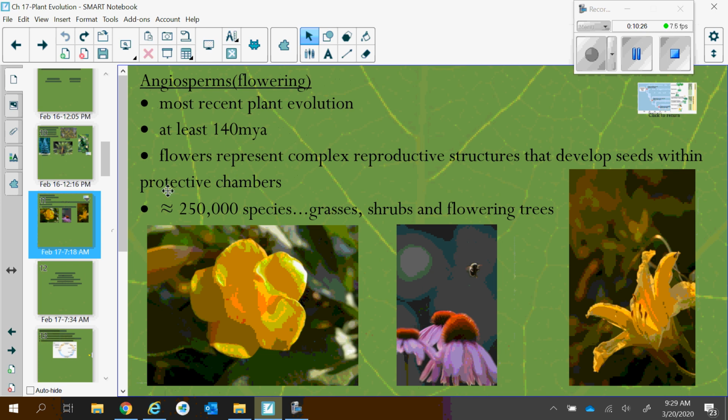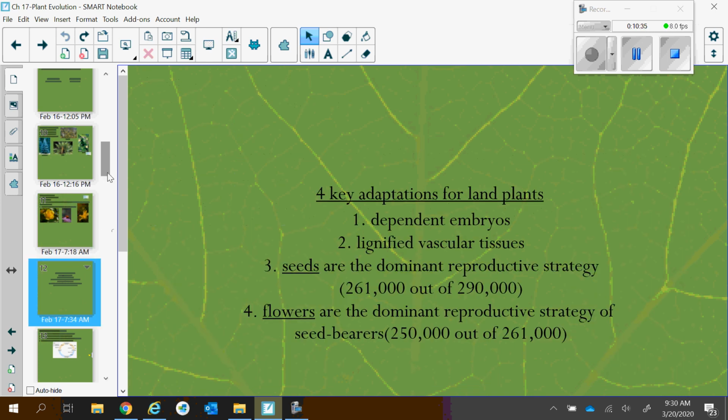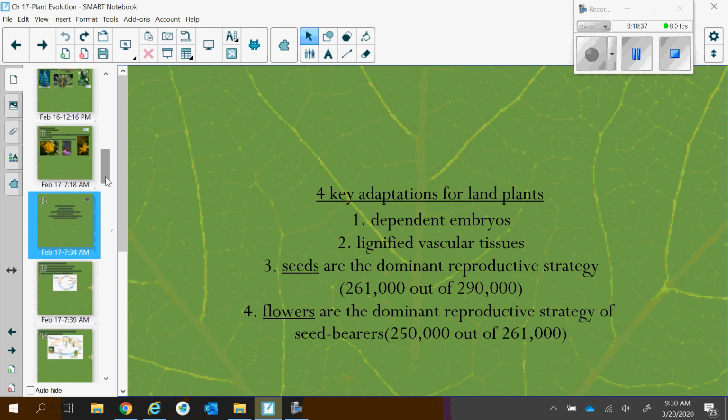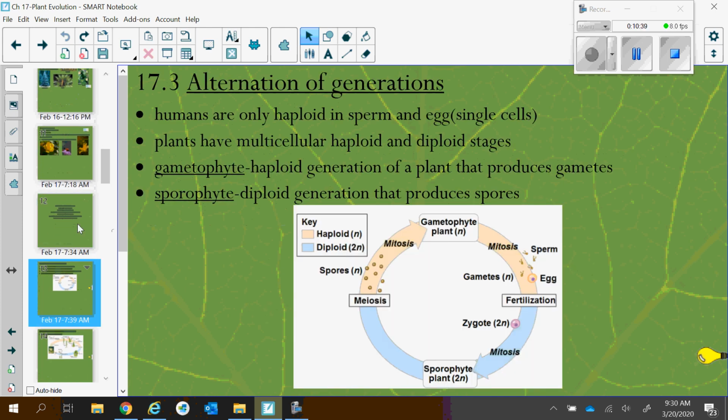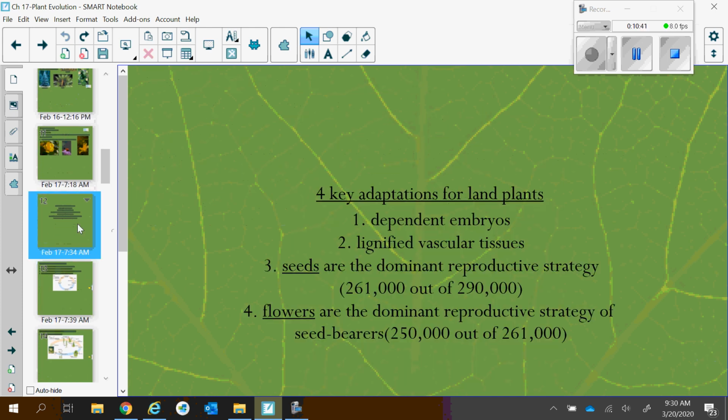Most recent, angiosperms, complex structures. They have fruit. They're super awesome at thriving. And I think I'm going to squash it here, last slide, because we're going to get into life cycles next, and that's going to take your brain to a different place. So I'm going to take more time with that, okay?